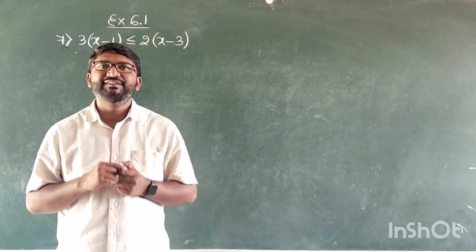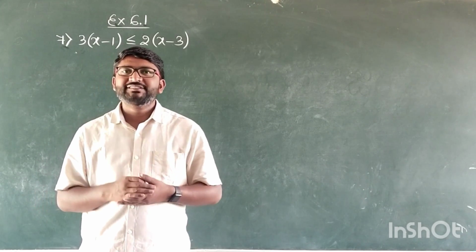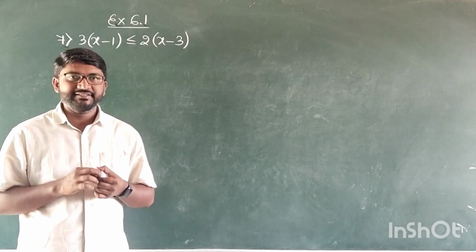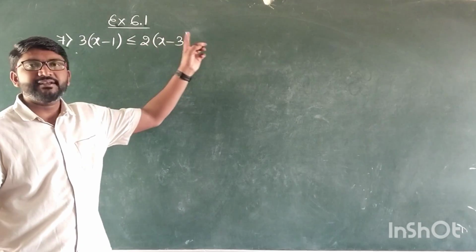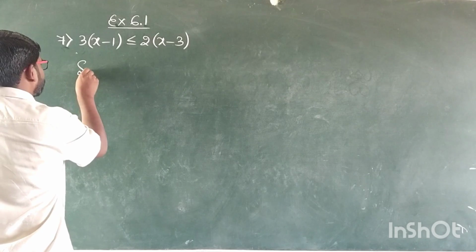So in the previous class, we have solved up to question number 6 in exercise 6.1. In today's class, let us continue with question number 7. The given inequality is 3 times (x minus 1) less than or equal to 2 times (x minus 3). Here we will have to find the value of x.